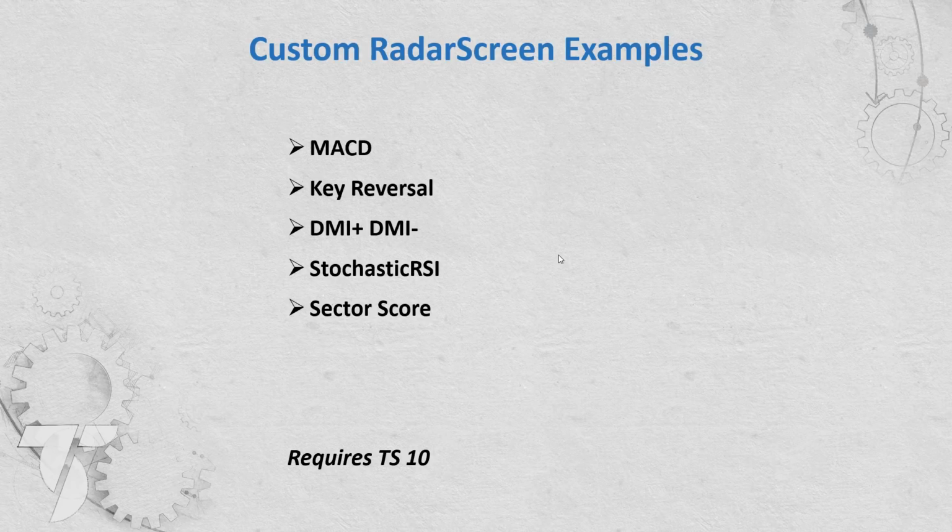So that's the idea. We're going to look at MACD. We're going to look at the classic TradeStation key reversal. One of my favorite trending concepts, DMI, DMI plus, DMI minus from Wells Wilder. I'm going to show you an interesting take on RSI. Instead of having RSI in the chart, I actually do a stochastic of RSI.